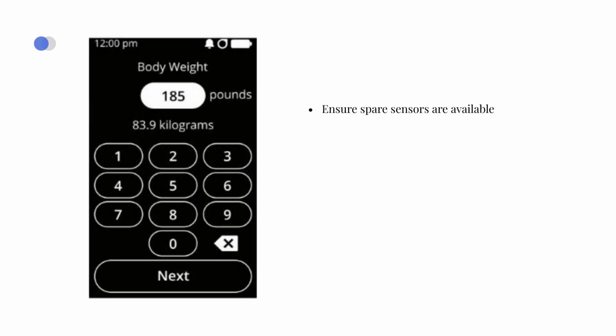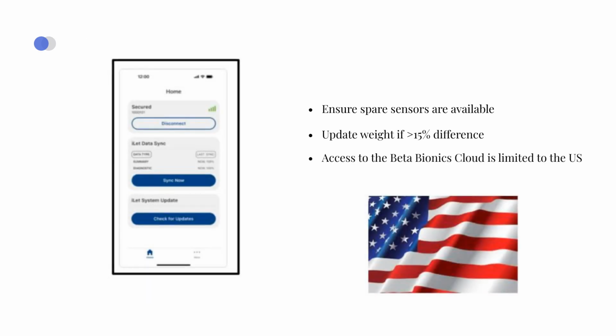Every 3 months, the system will ask you to update your weight. This is only necessary if there is more than 15% difference. Access to the Beta Bionics cloud is limited to the US. Users traveling abroad won't be able to upload reports. By adhering to these educational guidelines, users can optimize the benefits of the iLet system for enhanced diabetes management. Trust in the system's continuous learning capabilities and exercise patience during the adaptation period.